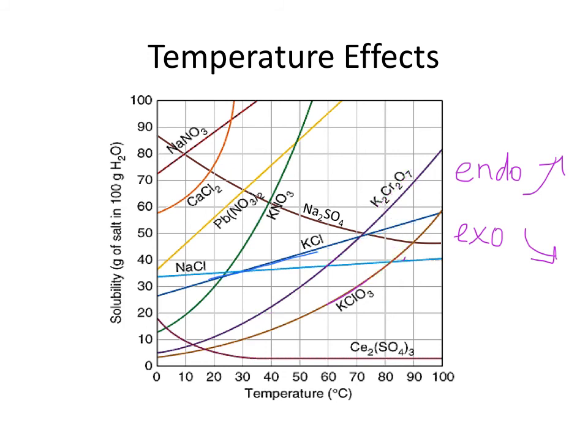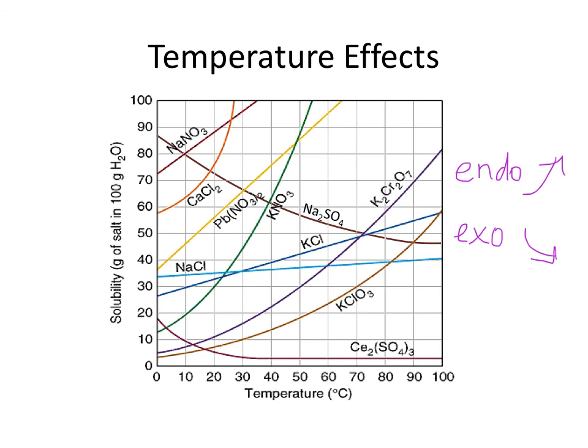And essentially what that means is that endothermic dissolves better in hot water, because endothermic has to take in heat and energy from the surroundings. So the hotter the water is, the hotter the surroundings are, the more energy there is to take in. Where exothermic dissolves better in cold, because exothermic is giving heat off to the surroundings. So if the surroundings are already hot, they're not going to accept much heat. But if the surroundings are cold, they'll do much better.